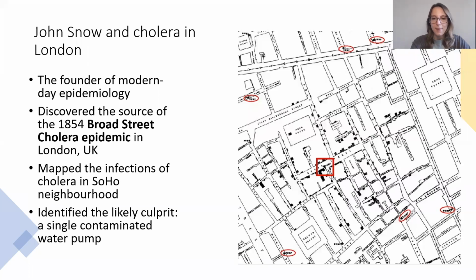So he found that the pump, specifically in this red square, was the pump that everybody seemed to be using if they lived in one of these addresses where there was a cholera case. So bingo, he made the connection there. And these other red ovals signify the other water pumps in the neighborhood, but that people didn't say they used because they were out of the proximity of where they lived. So that was a really, really important clue.